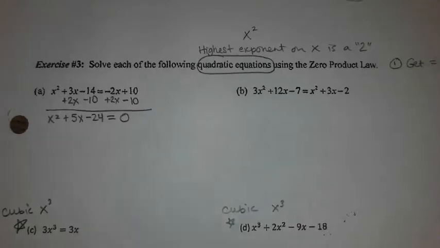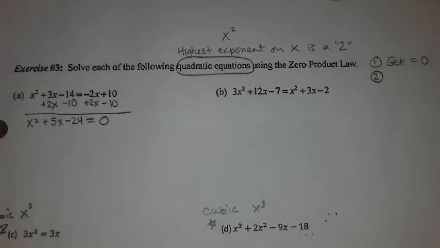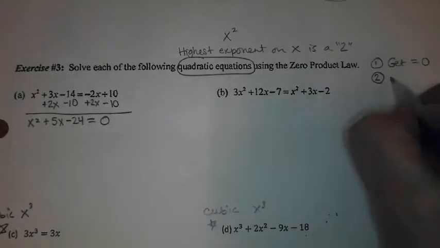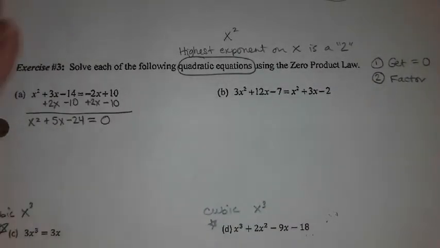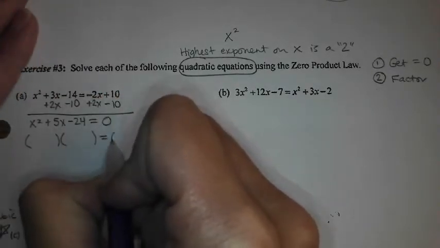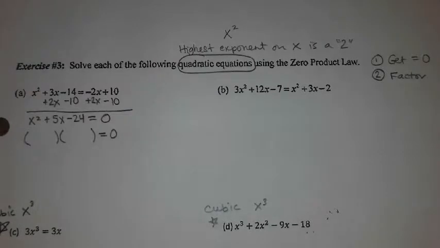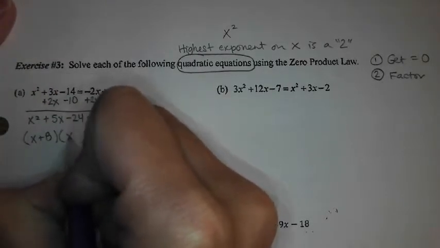And then step 2, when you're solving quadratics, there's multiple ways of solving quadratics, but with the zero product law, you're definitely solving by factoring. So step 2 is going to be factor. And with a quick guess and check, who can tell me what this factors into, Evan? X plus 8, x minus 3. Very good.